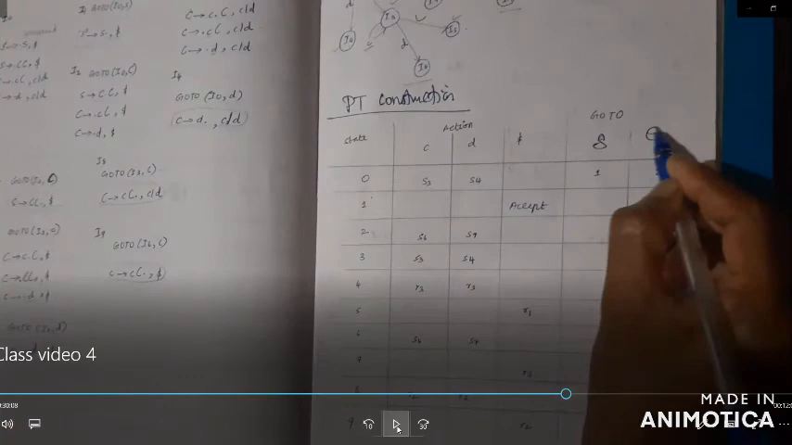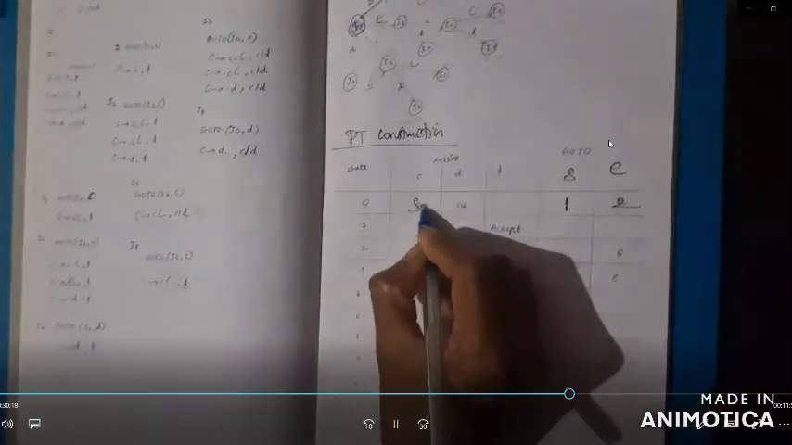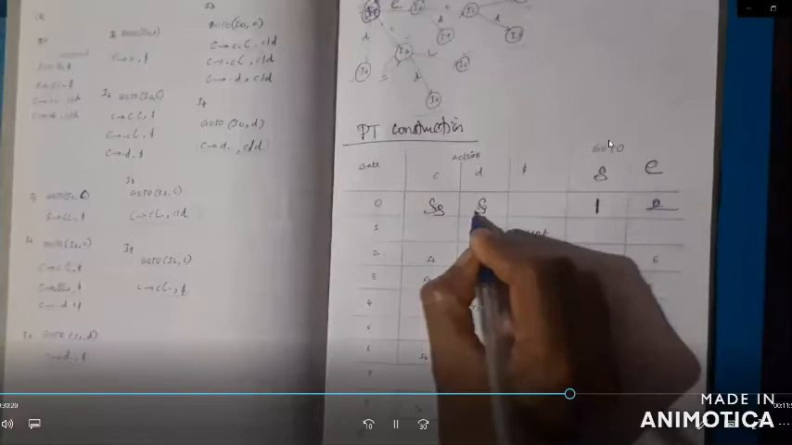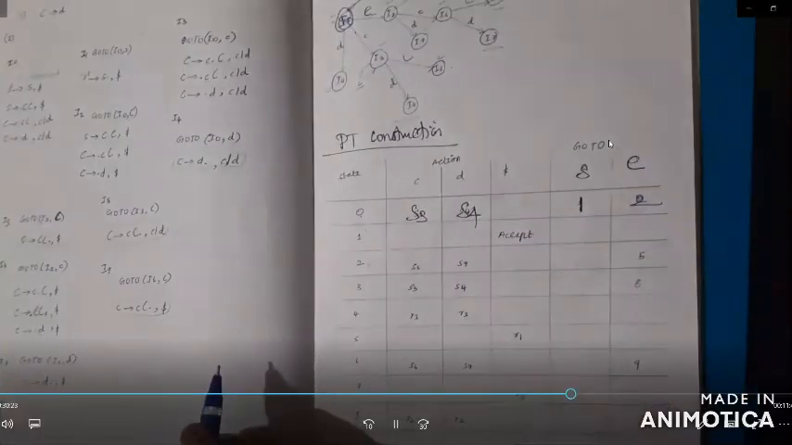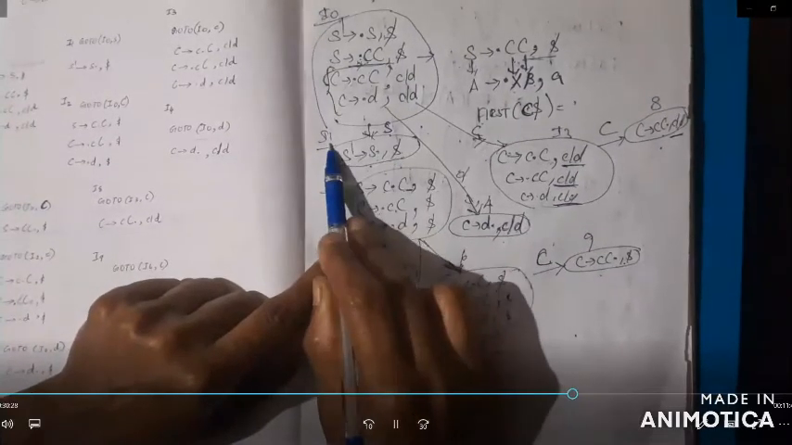Right. So 0 to 1 capital S. 0 to 2 capital C. Then 0 to 3, shift to 3. Okay. Shift to 3. So 0 on d, shift to 4. Okay. Then where the production will be ended, that is, where the first production ends.